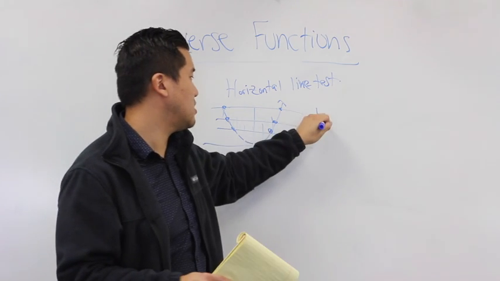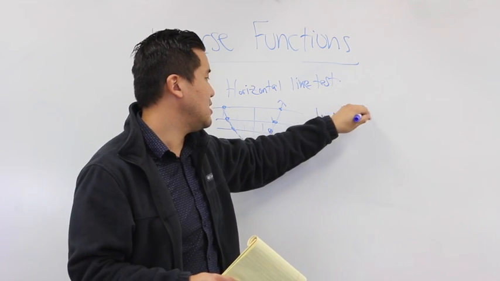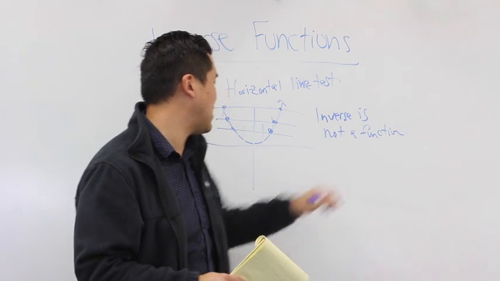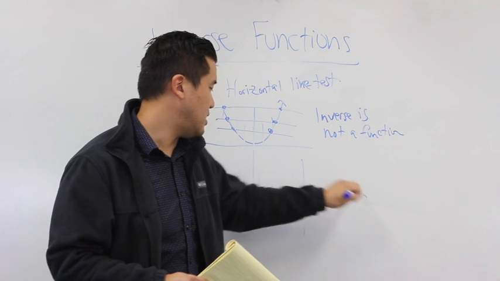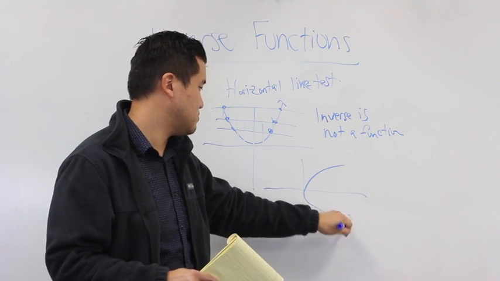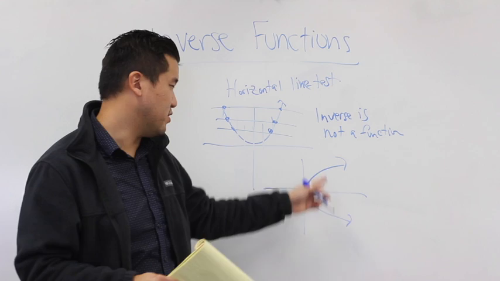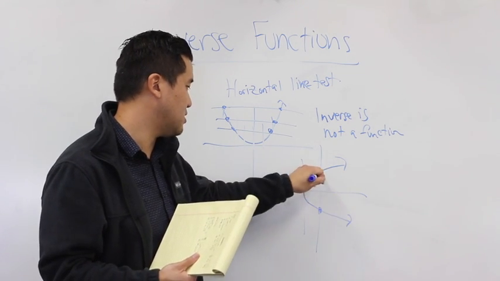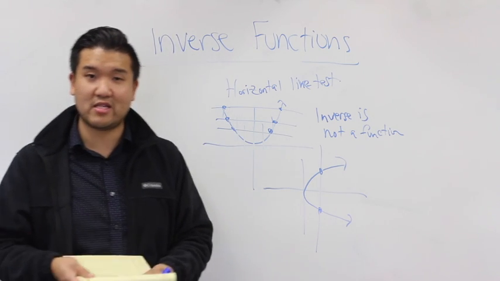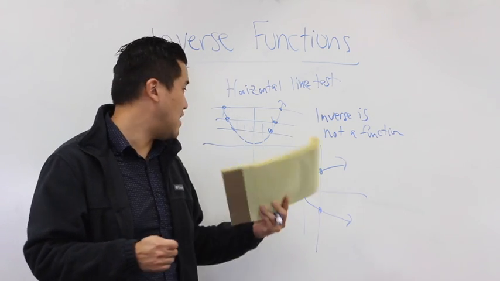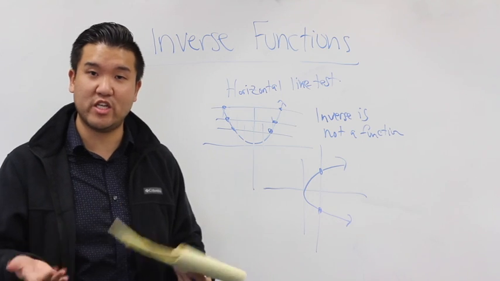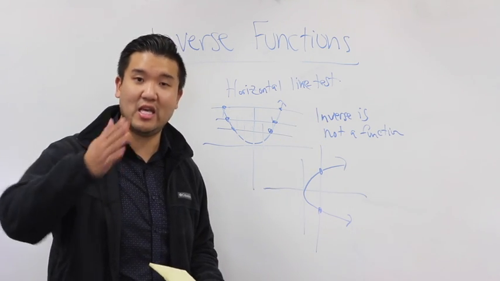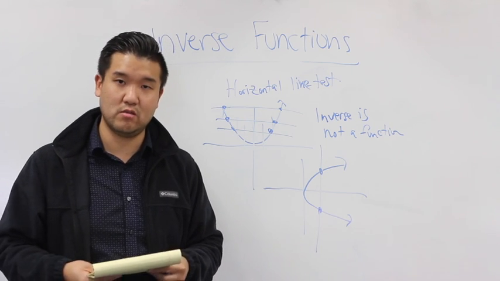So the inverse is not a function, which makes sense because if I graph this guy, the inverse will look like this. And then is this inverse a function? No, because it fails the vertical line test. So the vertical line test tells me if a graph is a function, or if an equation is a function. The horizontal line test tells me if its inverse is a function or not.